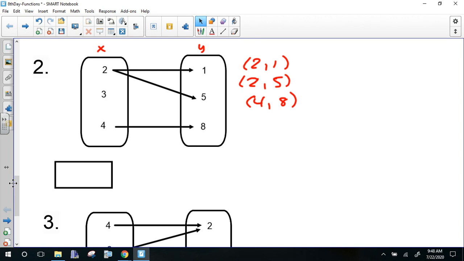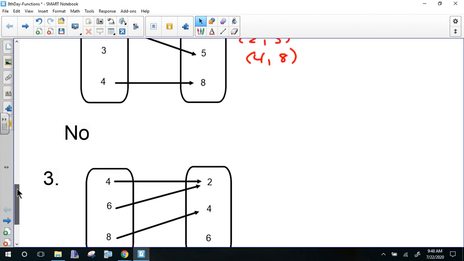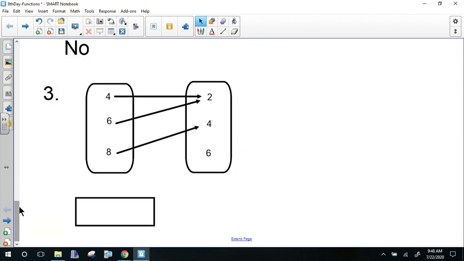So the question is, is this a function? Remember, you can't have x's repeat. In this case, 2 repeats. This is not a function. Another one, we have 4, 2, 6, 2, and 8, 4. The x's do not repeat, so this is a function.